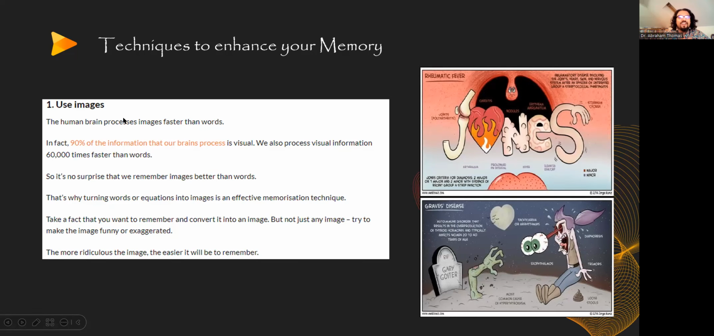So first things first, use images as much as possible. The human brain processes images faster than words, okay? 90% of the information our brain processes is visual. And it's interesting to me that we process visual information 60,000 times faster than words. So obviously we remember images a lot better than words. So I've got some examples here.